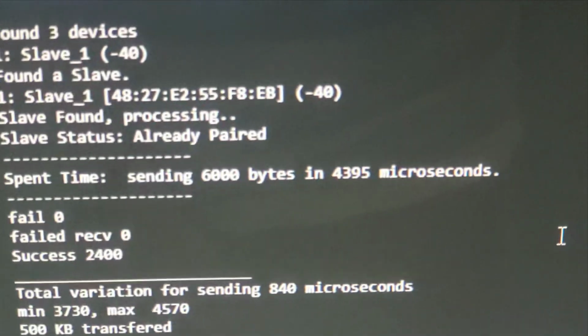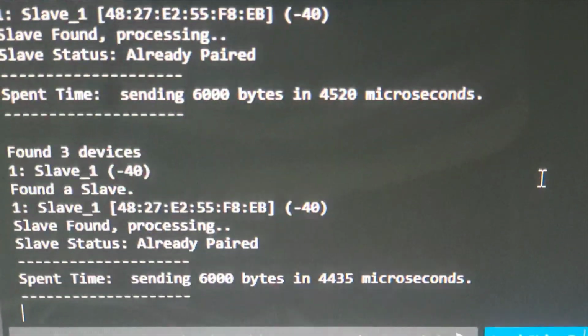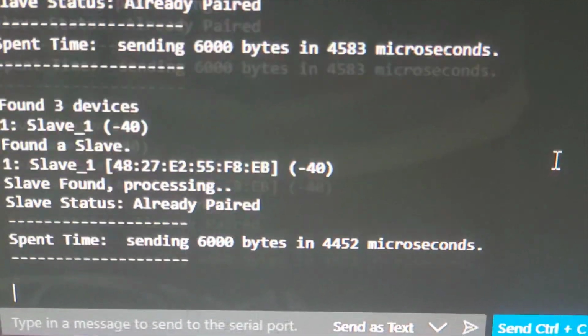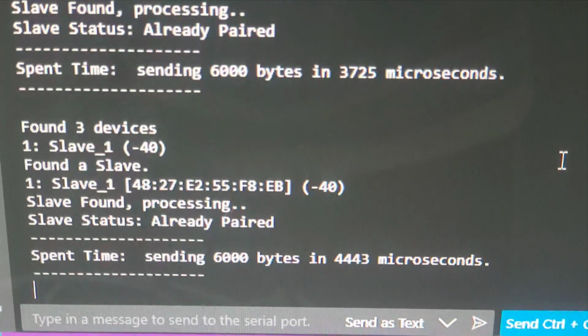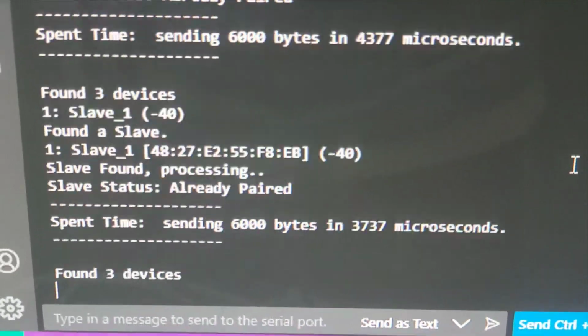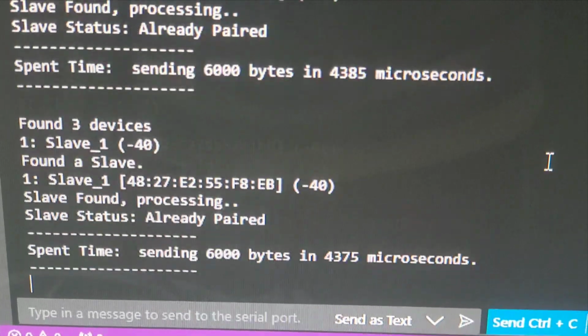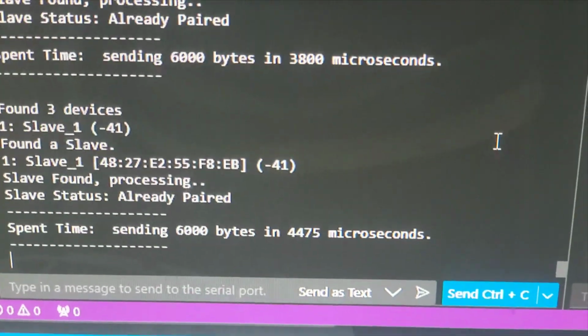And I have a connection. Signal is minus 40. And it's sending 6,000 bytes in less than 4.5 milliseconds, which is per byte less than a microsecond, right?